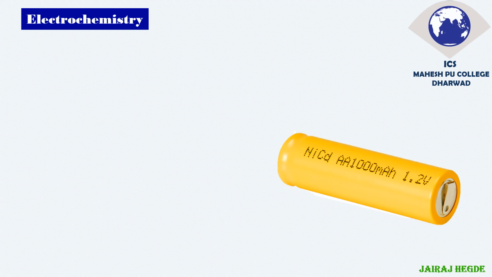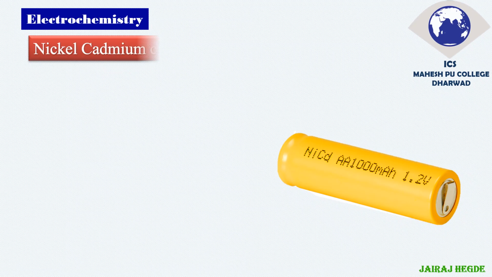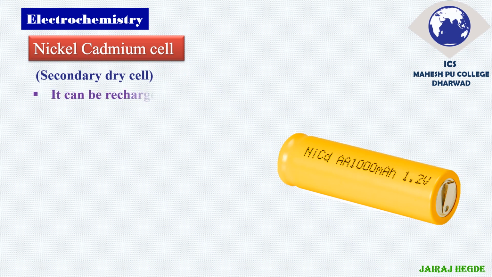This is a nickel cadmium cell. We already know what secondary cells are, which can be reused and recharged and used again and again. One of the best examples is the nickel cadmium cell. Let us try to understand what exactly a nickel cadmium cell is and the reaction happening here. It is also a dry cell. It is similar to the Leclanché cell, but the Leclanché cell was a primary cell which can be used only once. It is a use and throw type, but here it can be reused again and again.